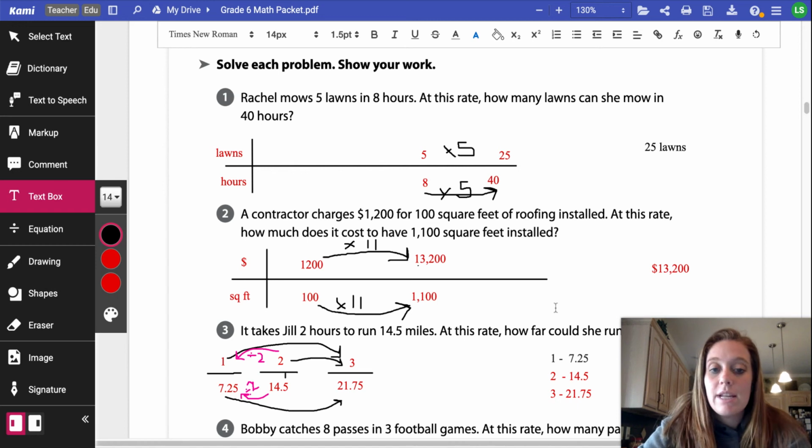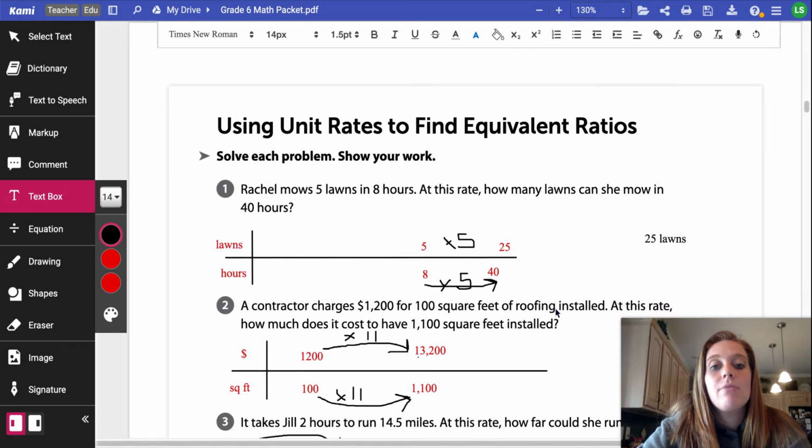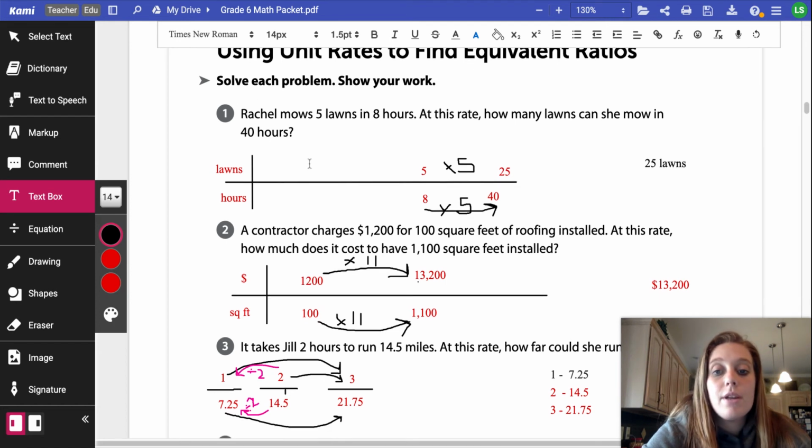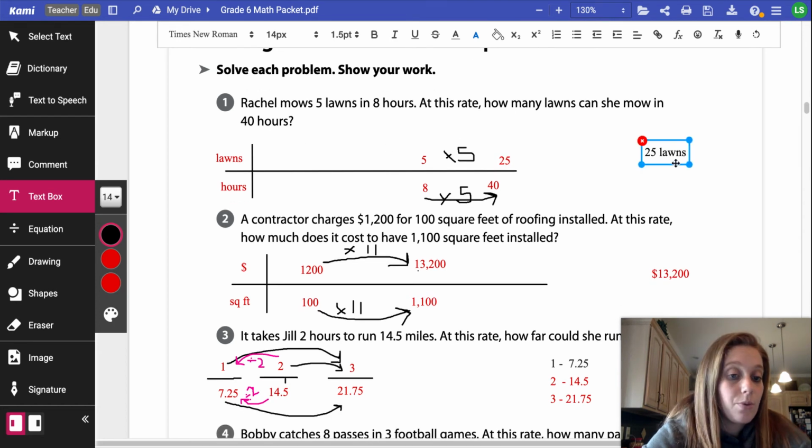Hey guys, so for today's pages 7 and 8, looking at unit rates to find equivalent ratios, we did page 7 on a live Google Meet. I'll post more directions for that on Monday if you want to be a part of those, if you have questions. But for question 1, I used a ratio table, and you get 25 lawns.